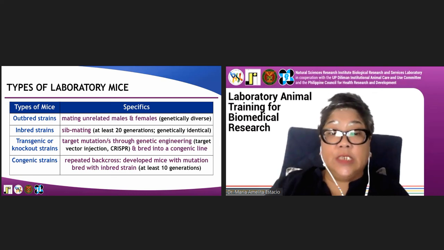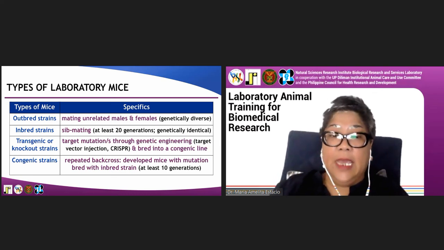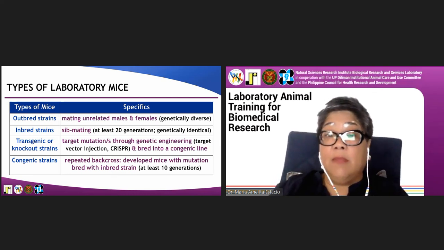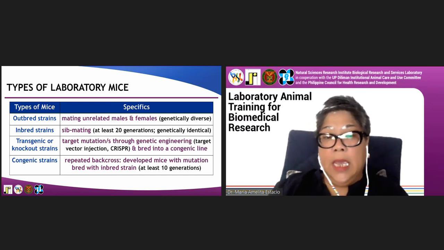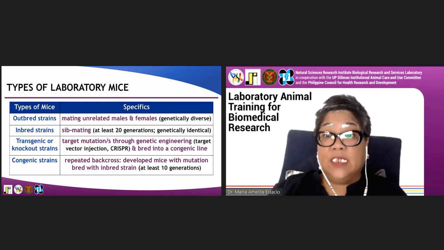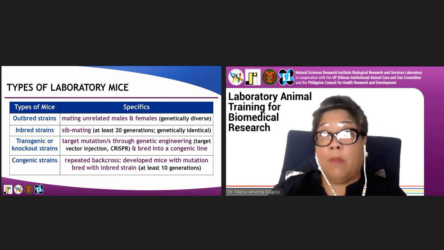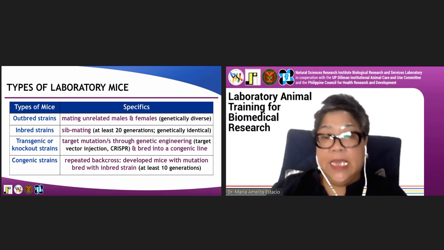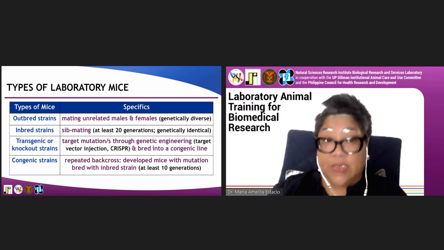And of course, these congenic strains, okay, so this is what we call a repeated backcross, wherein we do the breeding. And as I've said, the most popular to use would be the C57BL6 or popularly called the B6. And this requires about 10 generations in order to produce the congenic strains.